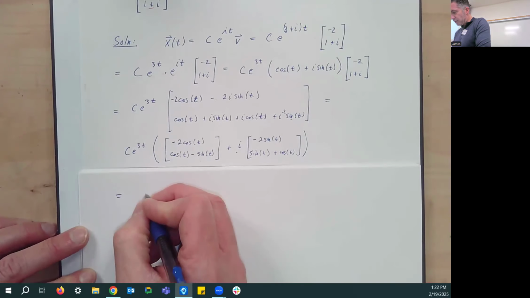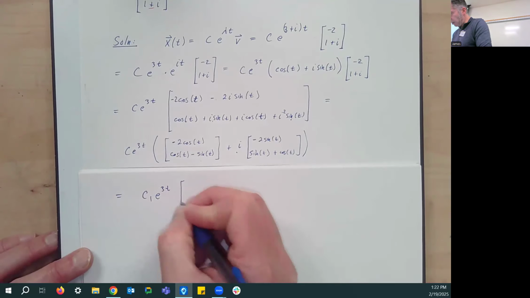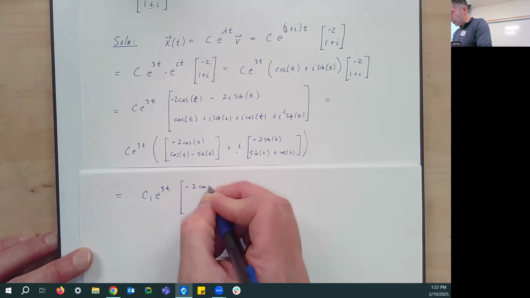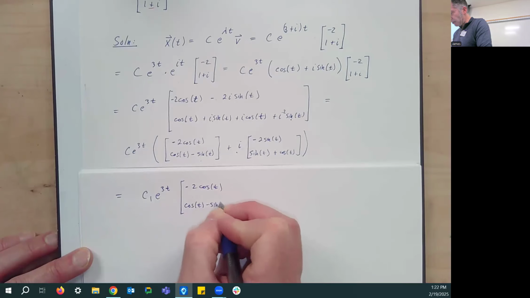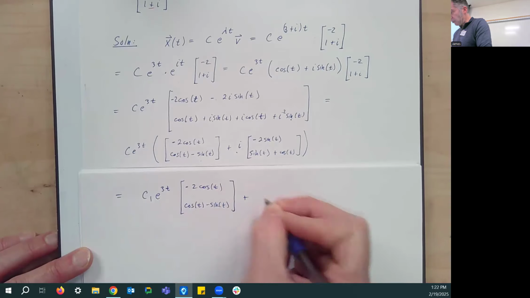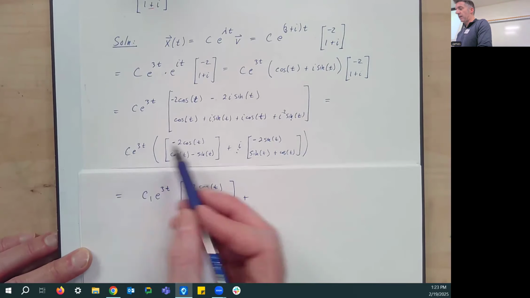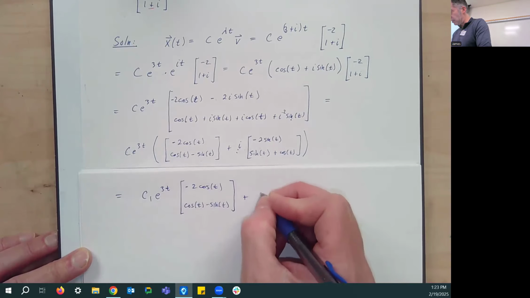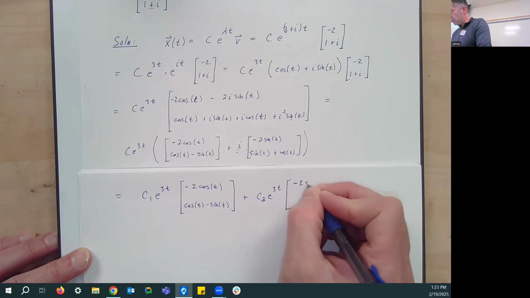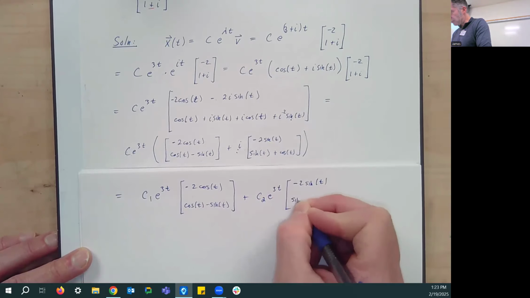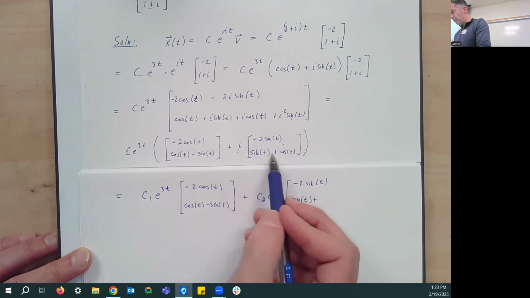We're going to have C1 e to the 3t times this first vector, -2 cosine of t, and then cosine of t minus sine of t, plus, and watch this carefully here, the c e to the 3t times i, well, c times i is just another constant. We're going to call that c2. Still have e to the 3t, and then the second vector. Sorry. And the vector is -2 sine of t, and then sine of t plus cosine t.